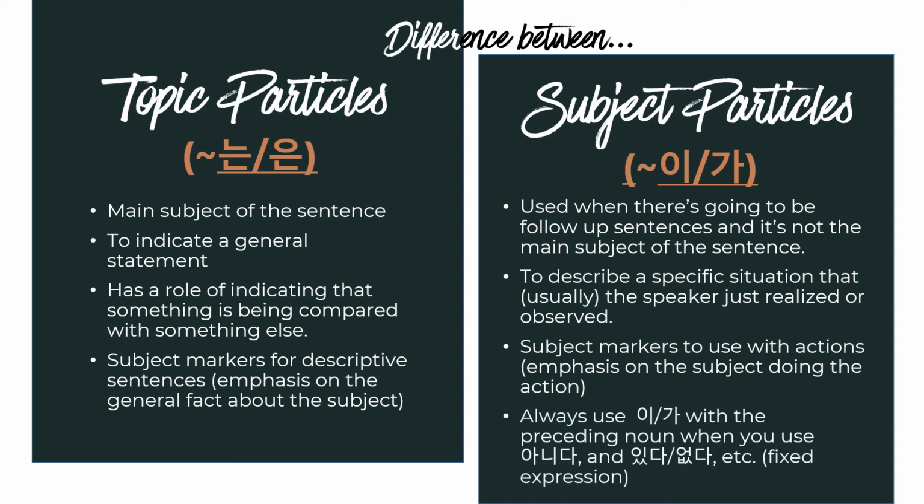And then lastly, we use i and ka with the preceding noun whenever we use anida, itta, or opta and words that you will learn in the future. So we call this fixed expressions. Don't worry if you don't understand it right now. You're going to understand it as you progress along in the few lessons that you're going to take. So just take note of it.